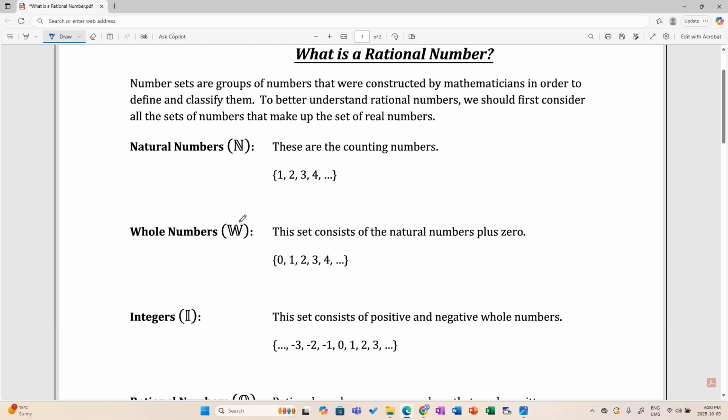Now, whole numbers are pretty much the same as natural numbers. They include natural numbers, but have one extra addition. We now add the zero. So now we start the skip counting from zero instead of starting from one. So it's simply 0, 1, 2, 3, 4, 5, and it continues on.